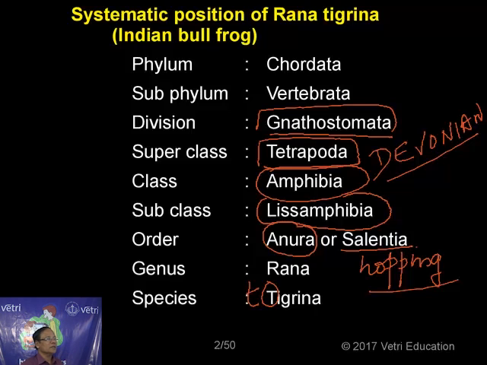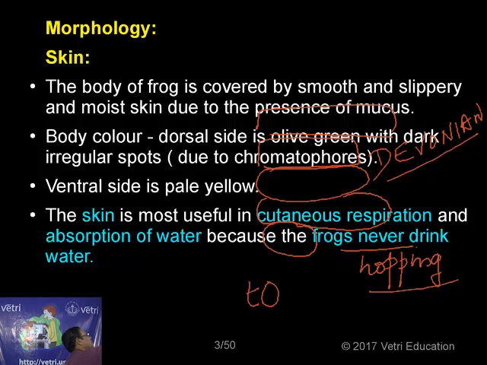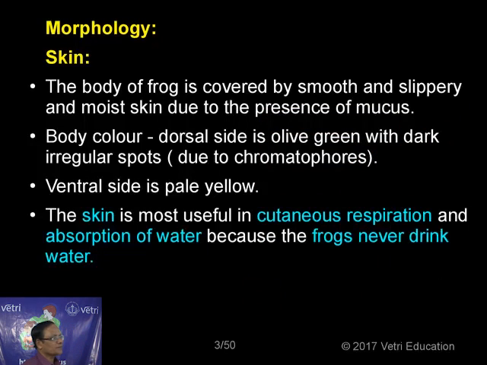Now the skin has patches of dark color structures, and the body is normally olive green in color with patches of dark black irregular spots, giving the appearance of the stripes of a tiger. Hence the species name is given tigerina, Rana tigerina. Now this is the systematic position of frog. Now let's go for the next one, morphology.